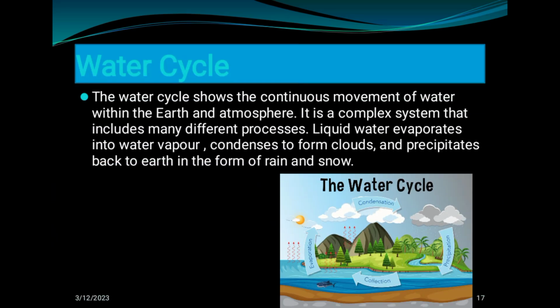Water cycle. Next, the water cycle shows the continuous movement of water within the earth and atmosphere. It is a complex system that includes many different processes. Liquid water evaporates into water vapor, condenses to form clouds, and precipitates back to the earth in the form of rain and snow.